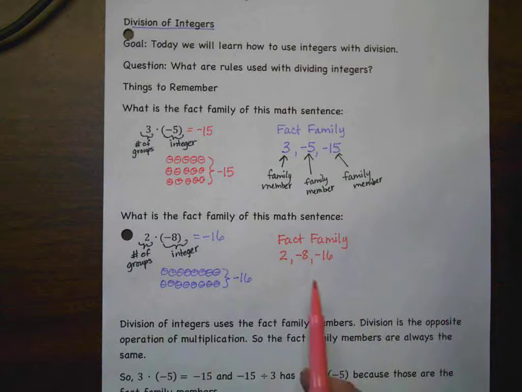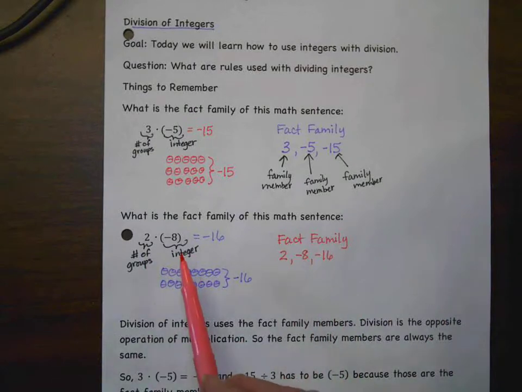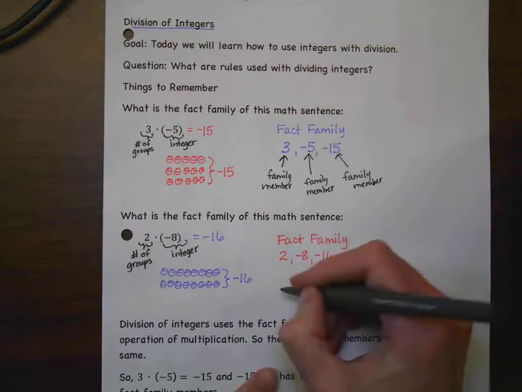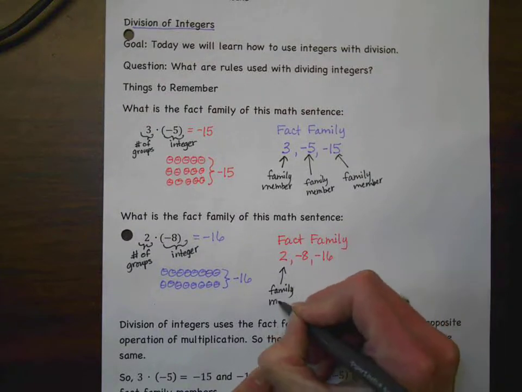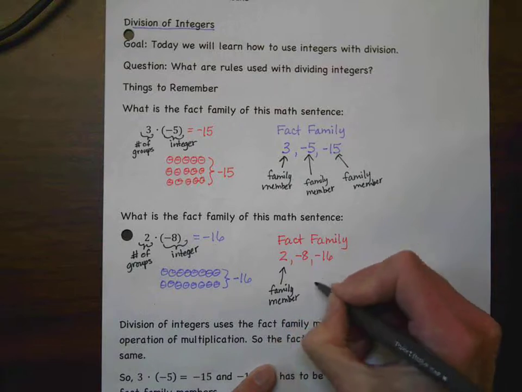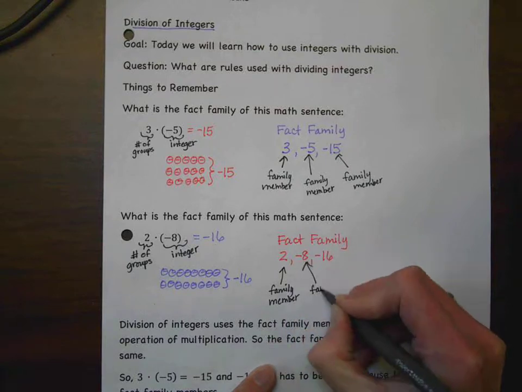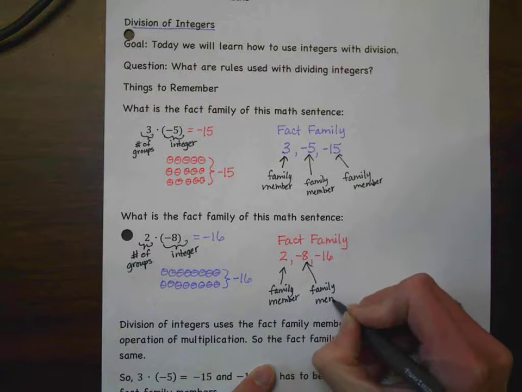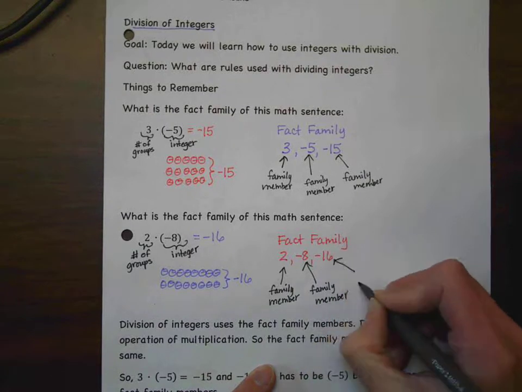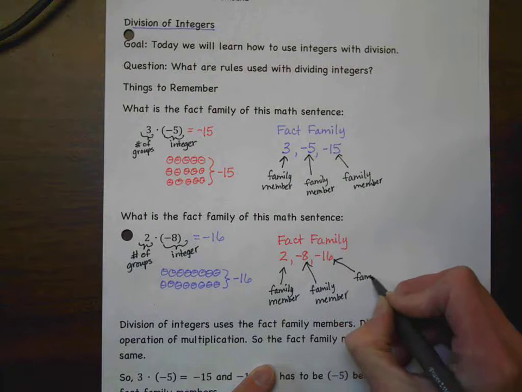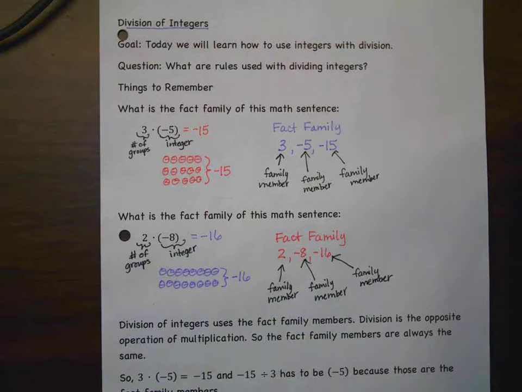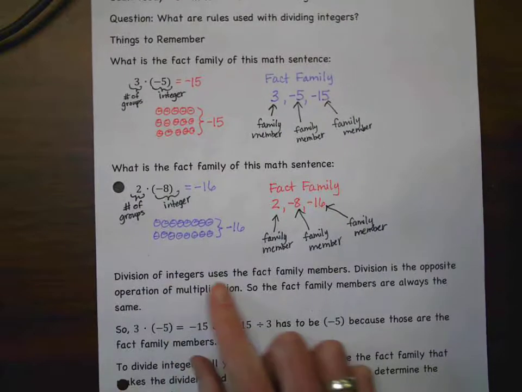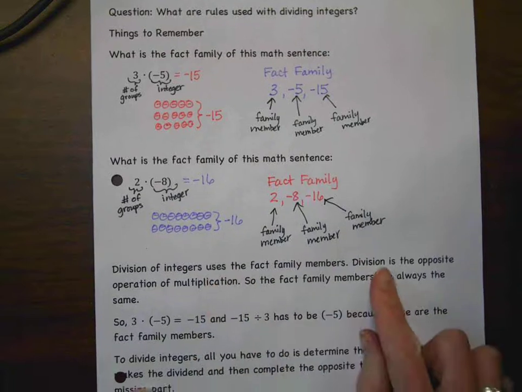Those are the only 3 family members that belong to this specific situation, okay? Now, some of you are going, why in the world is she telling us this? Well, the reason that I'm telling you this is because you have to remember who the fact family members are in order to determine the missing piece so that you can figure out what the division is. Okay, so each one of these guys are family members. So when we're working with them in a different situation, you will be able to physically see who is missing from the fact family. Okay, so division of integers uses the fact family members.